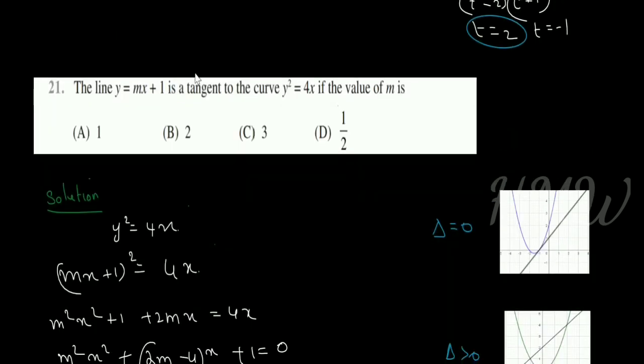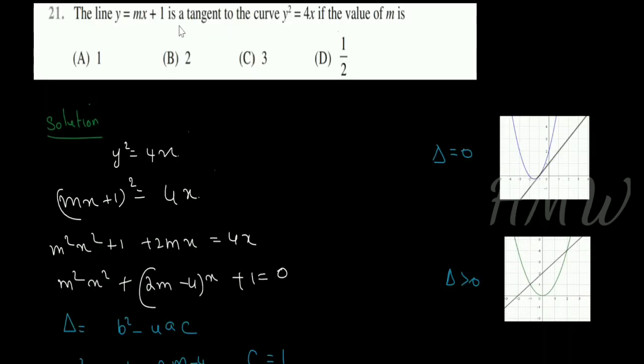Question number 21. The line y is mx plus 1 is a tangent to the curve y square is equal to 4x. What is the value of m? So y is mx plus 1, we can substitute it here. When you substitute y is mx plus 1, we get mx plus 1 the whole square is equal to 4x. Is a tangent means they have a common point. The curve and the tangent, they have a common point. So we can substitute y is equal to that.